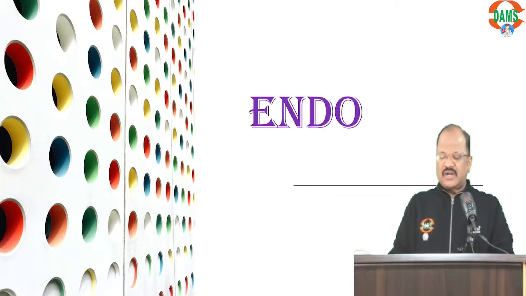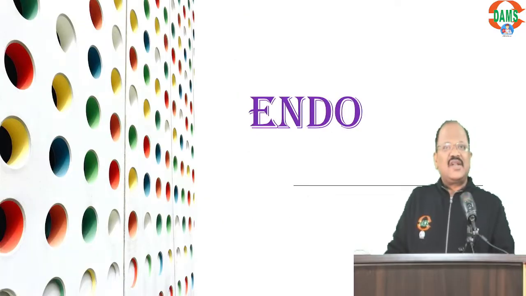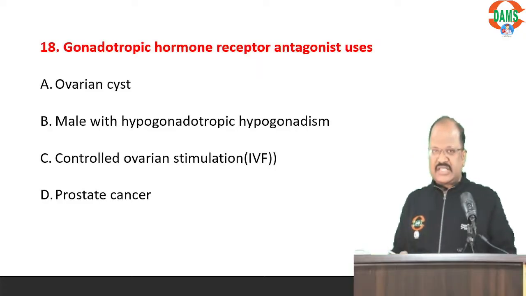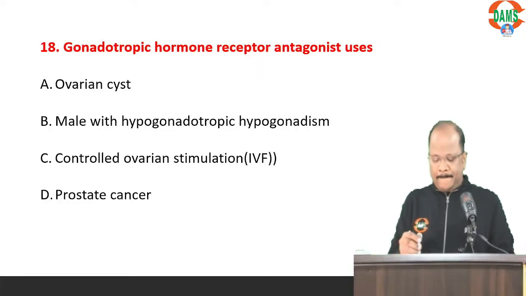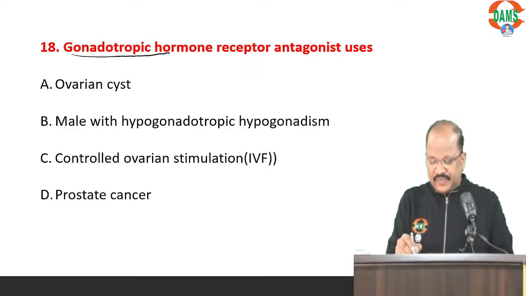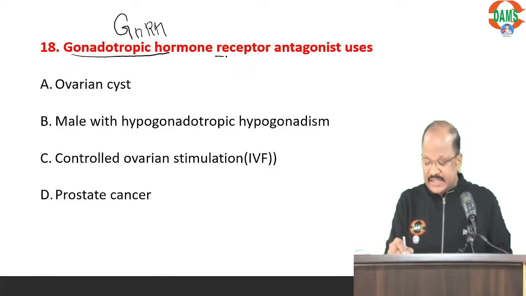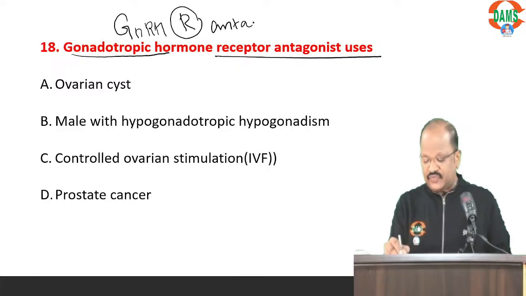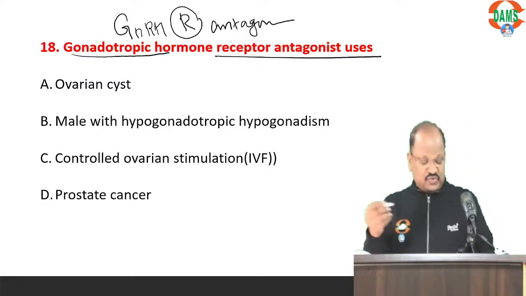Okay, now coming to endocrinology. Usually in the last exams, diabetes was asked left and right. They focus on diabetes and osteoporosis. But this year, only one or two questions. One question: a gonadotropin releasing hormone receptor antagonist, the GnRH receptor antagonist, is useful for all except. I think it's a multiple response question.